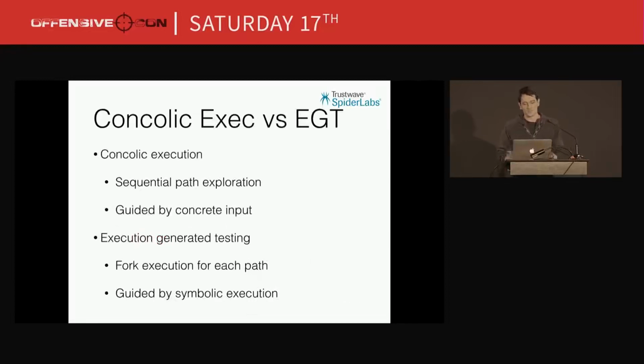Now, in terms of differences between concolic execution and execution-generated testing, with concolic execution we explore paths sequentially, and this is really ideal for something like the kernel, and it's guided by concrete inputs. So at any point, if we can't solve the constraints or if it becomes too difficult, we can just use concrete values. With execution-generated testing, on the other hand, you have to fork execution for each path, and it's guided by symbolic execution, unlike concrete values. And this is not really practical for something like the kernel unless you're doing this hypervisor approach where you're instrumenting the hypervisor.